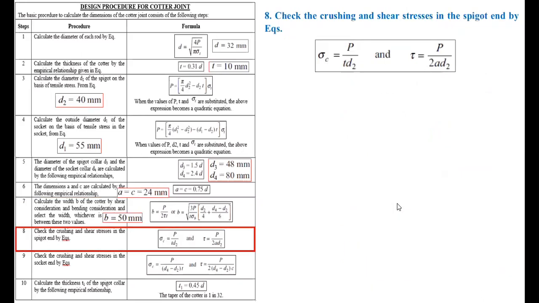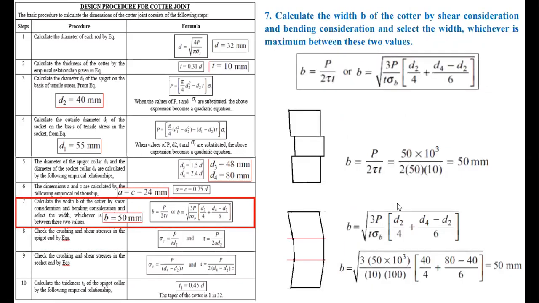Okay, in the next step. Sir, the solve. Yes, tell me. Sir, which formula should we solve with, sir? First this or both formulas?